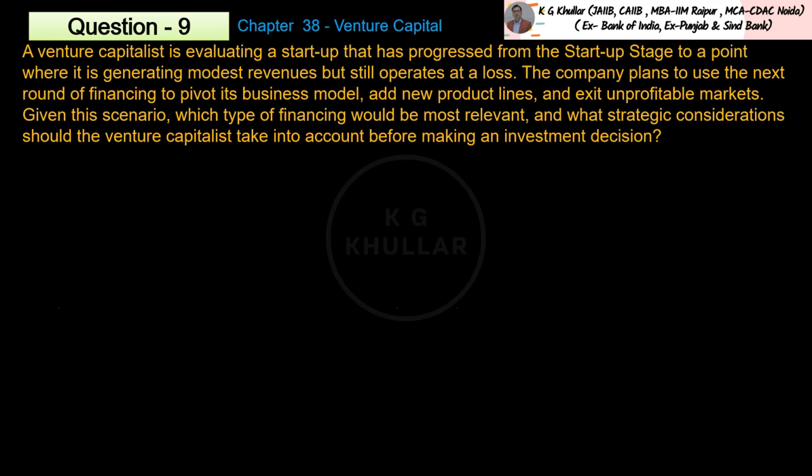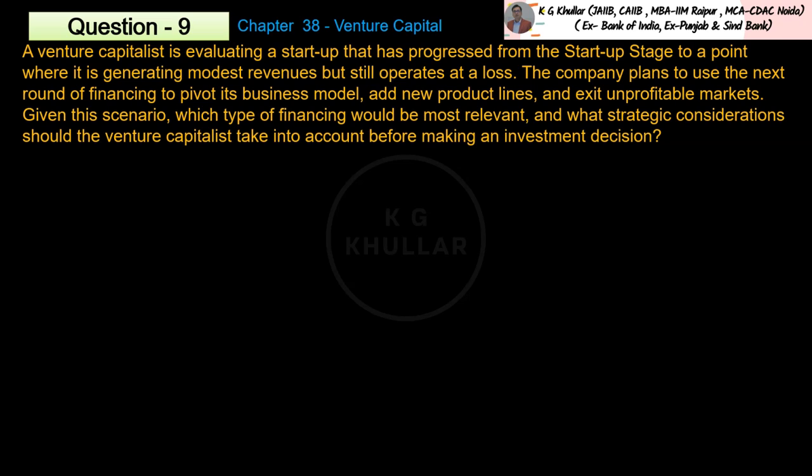The next question is from chapter Venture Capital, and the question is, a venture capitalist is evaluating a startup that has progressed from the startup stage to a point where it is generating modest revenues but still operating at a loss. The company plans to use the next round of financing to pivot its business model, add new product lines, and exit unprofitable markets.